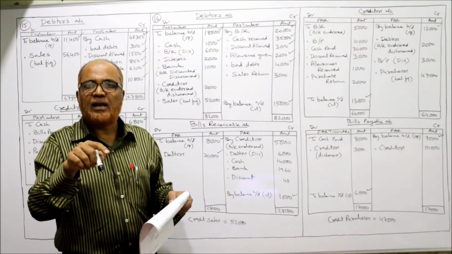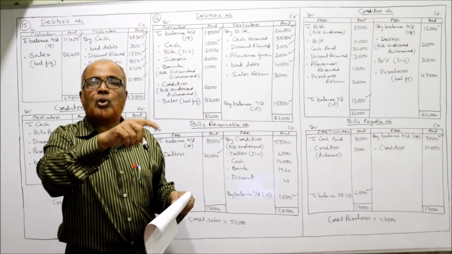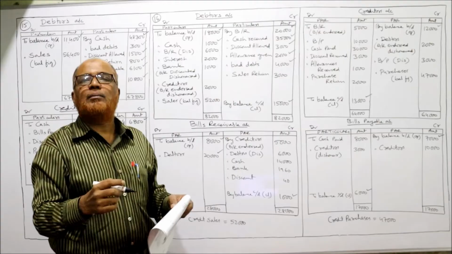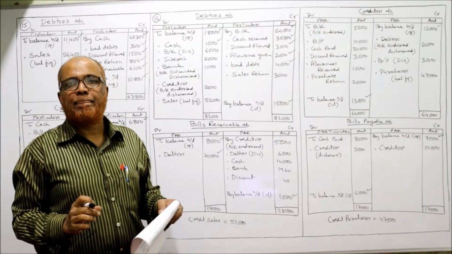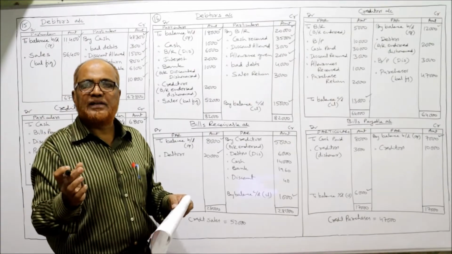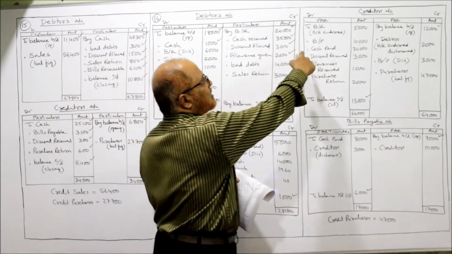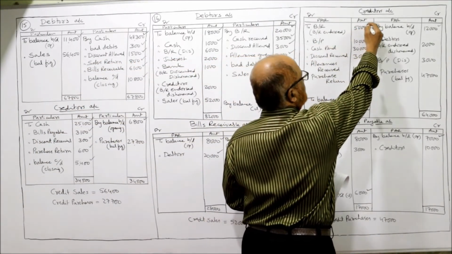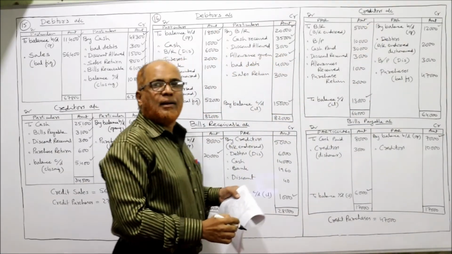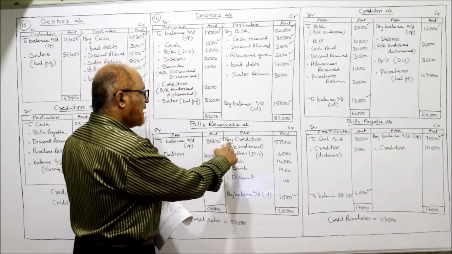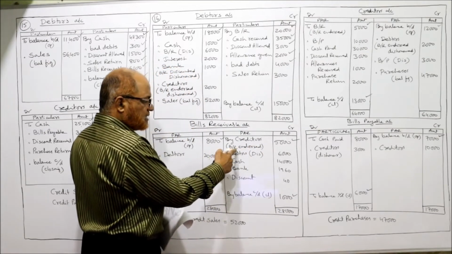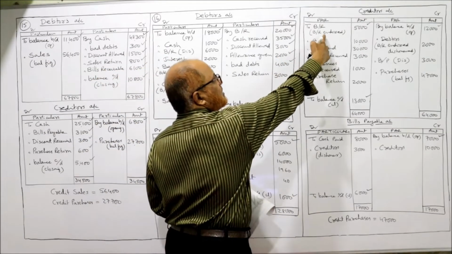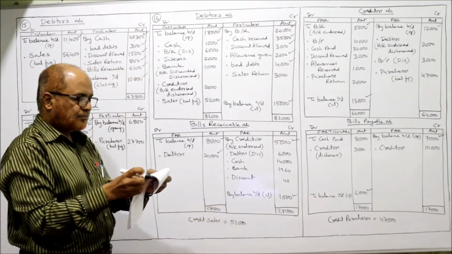Next comes bills receivable endorsed to creditors. So the entry will be creditors account debtor to bills receivable. So creditors debit side to bills receivable 5,000, and bills receivable credit side by creditors 5,000. Here I have written by bills receivable endorsed. Here also bills receivable endorsed, 5,000.